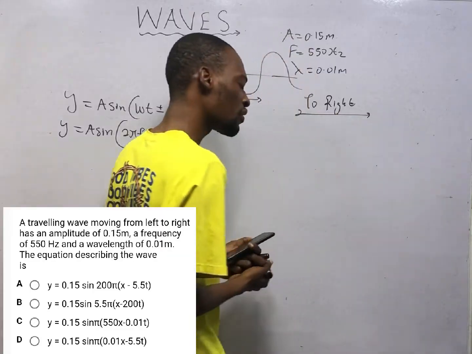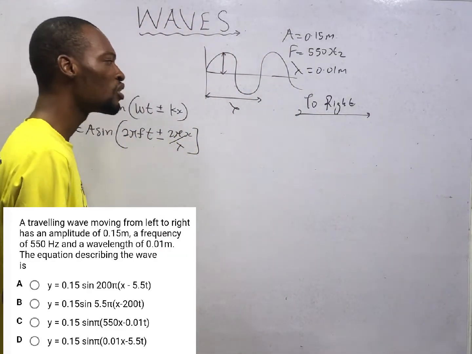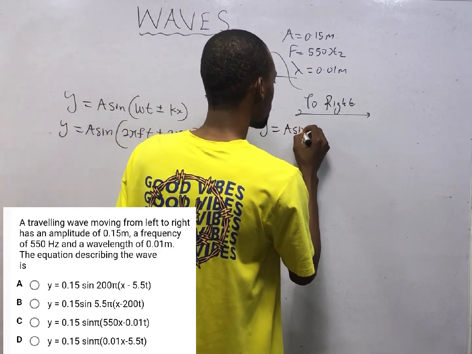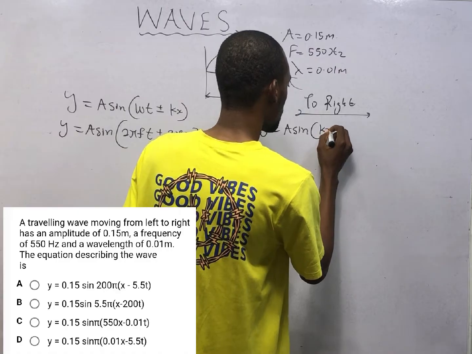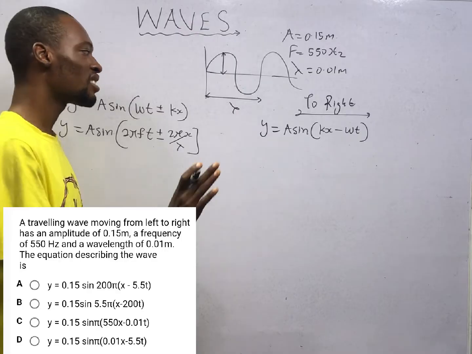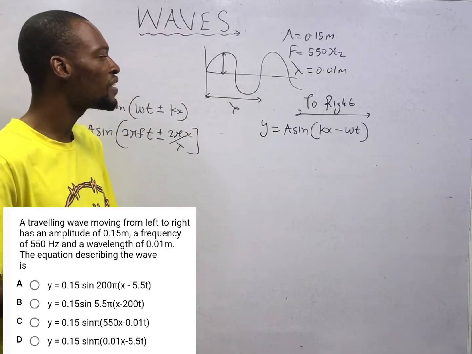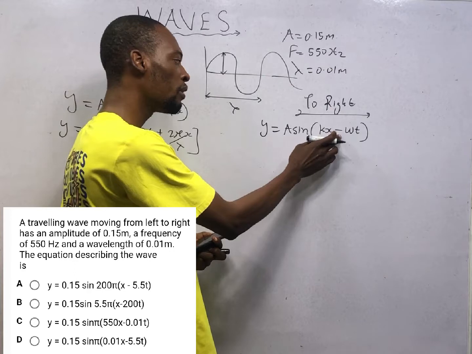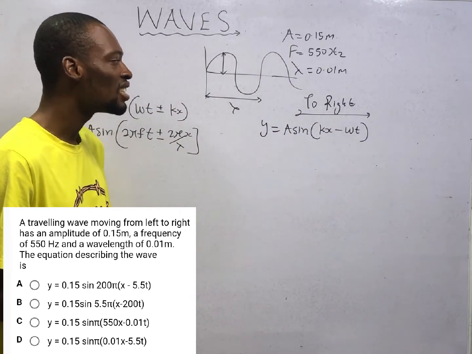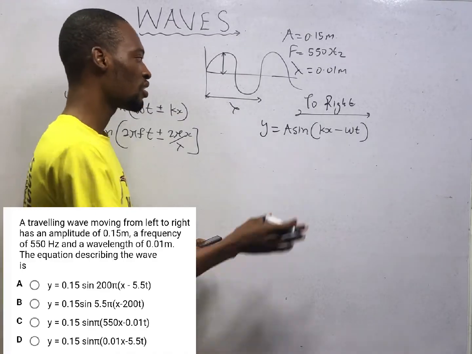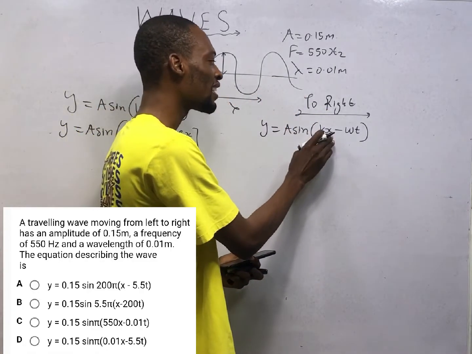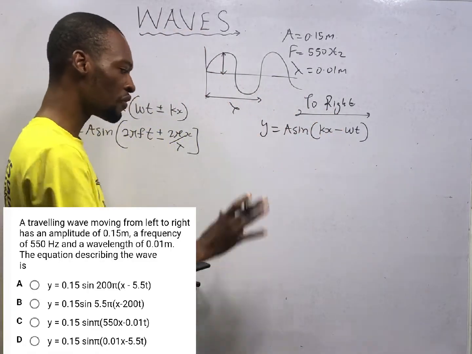So if they specify direction for you and they say the wave is moving to right, this is what you do. Use this formula, y equals a sine ks minus wt. So moving to right, use this. If they say left, you use plus here. Once again, if you are given the wave equation and they say moving to right, use a sine ks minus wt. Moving to left, a sine ks plus wt. So take note of this.